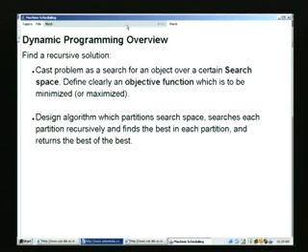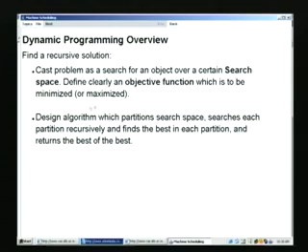So, here is a quick overview of dynamic programming. The first idea is to find some kind of a recursive solution. How do we do that? Well, we cast our problem as a search for some object over a certain search space. It is useful to define the search space quite clearly, as well as it is important to define clearly an objective function which is to be minimized, or sometimes it has to be maximized. Whatever it is, it has to be defined very clearly.